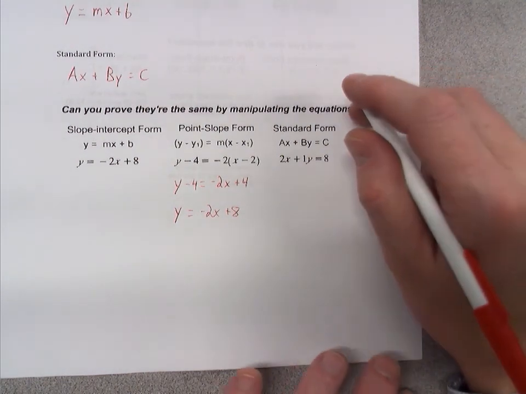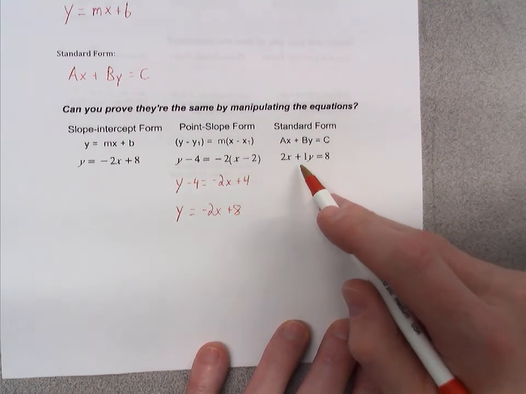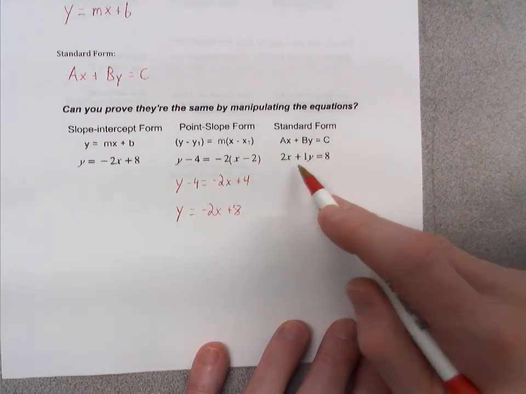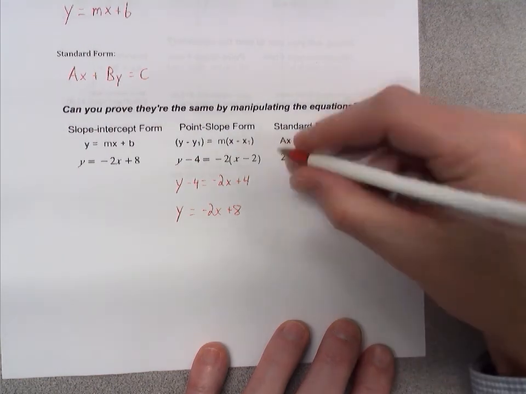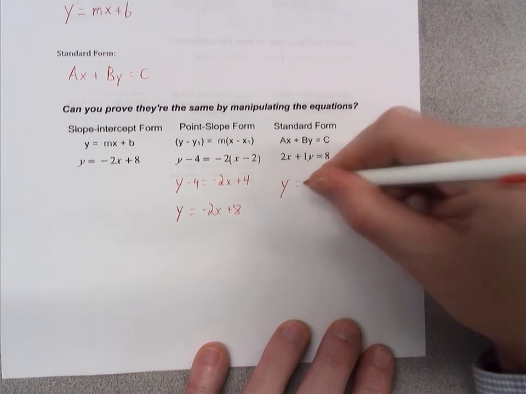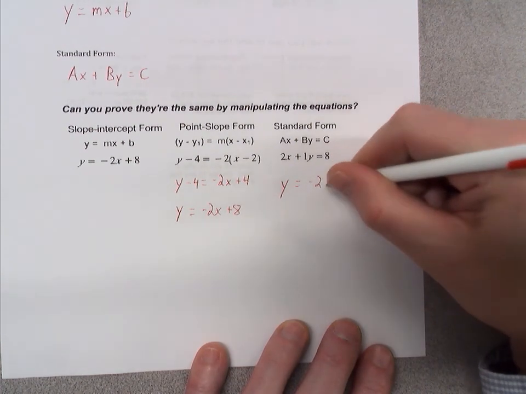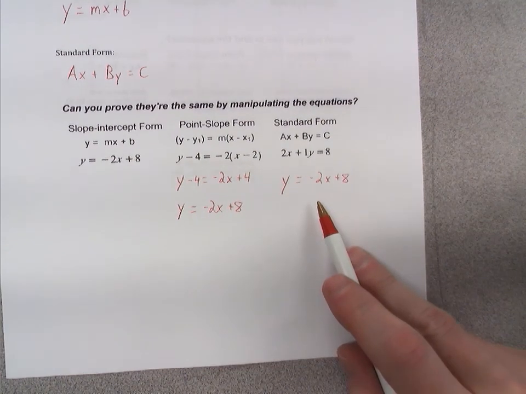And so once again, I can rearrange this equation, take 2x and subtract it from both sides, and I'm going to get y, because 1y is just y, equals negative 2x plus 8. And we get the exact same equation.